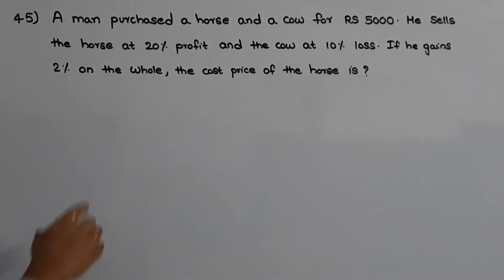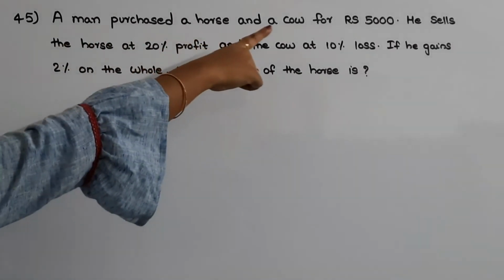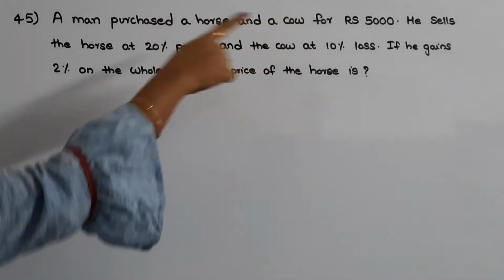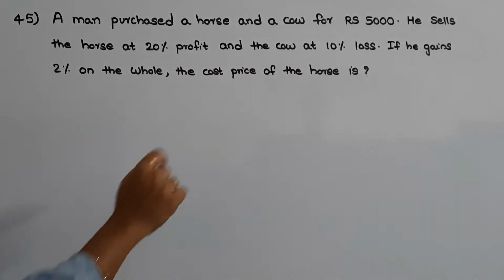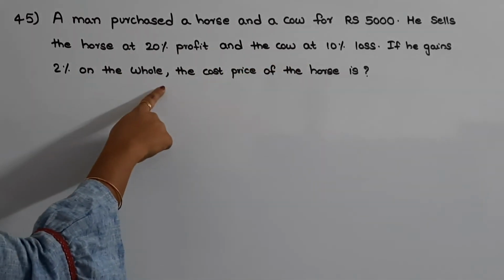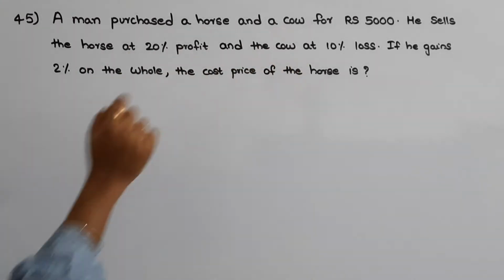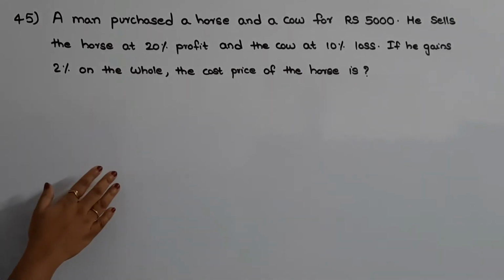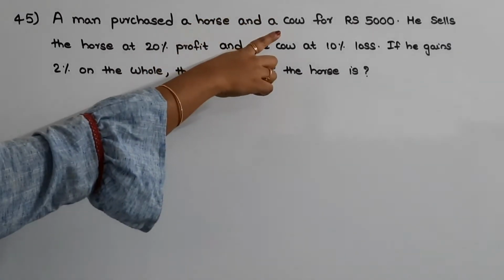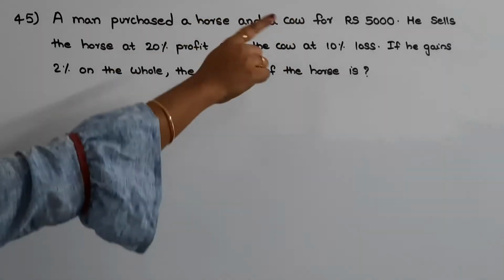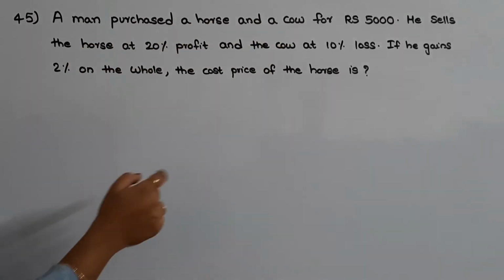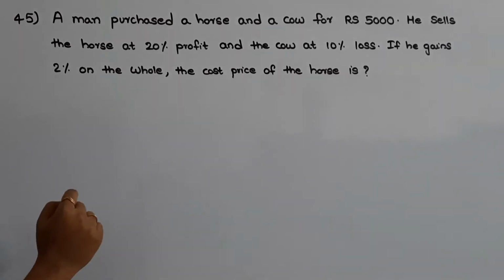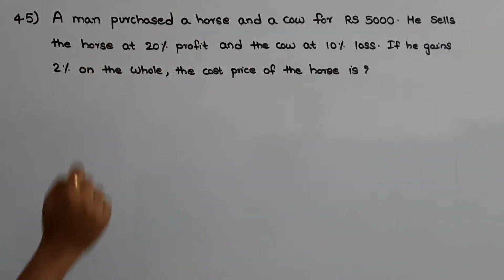The next question is, a man purchased a horse and a cow for rupees 5000. He sells the horse at 20% profit and the cow at 10% loss. If he gains 2% on the whole, the cost price of the horse is. So in this question they have given the cost price of the horse and cow as rupees 5000. He sold the horse at 20% profit and the cow at 10% loss, and on the whole he gained 2%. So we need to find out the cost price of the horse.